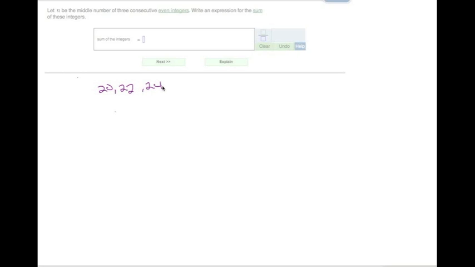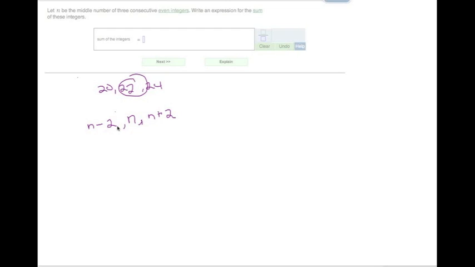Okay, so our middle integer is going to be n. So in this example, that would be 22, would be n. So the next consecutive even integer would be n plus 2. And the previous consecutive even integer, the one right before it, would be n minus 2. So here's our 3 consecutive even integers, n minus 2, n, and n plus 2.